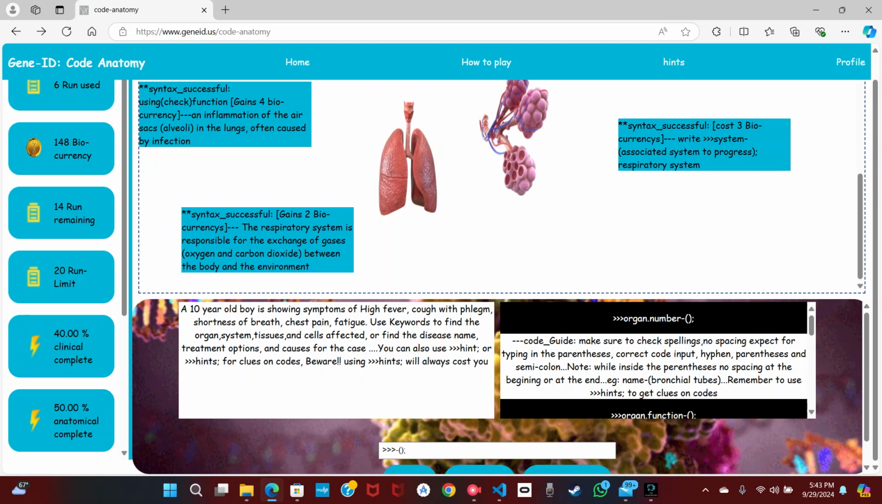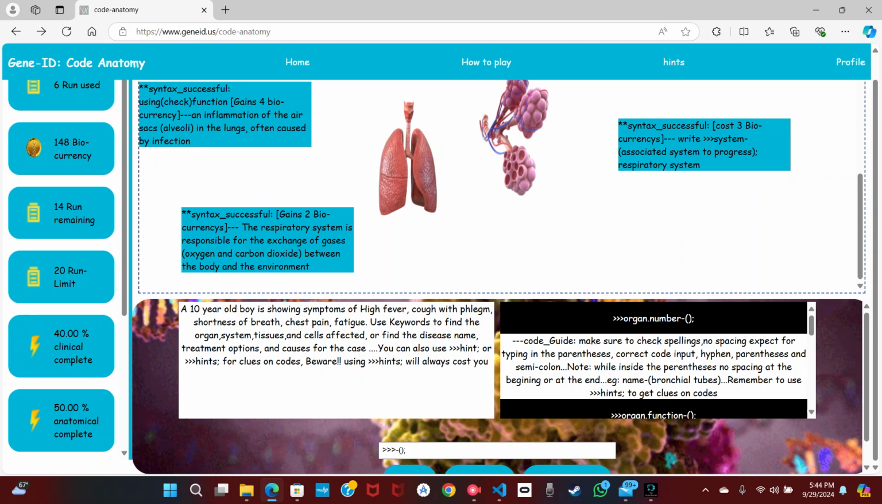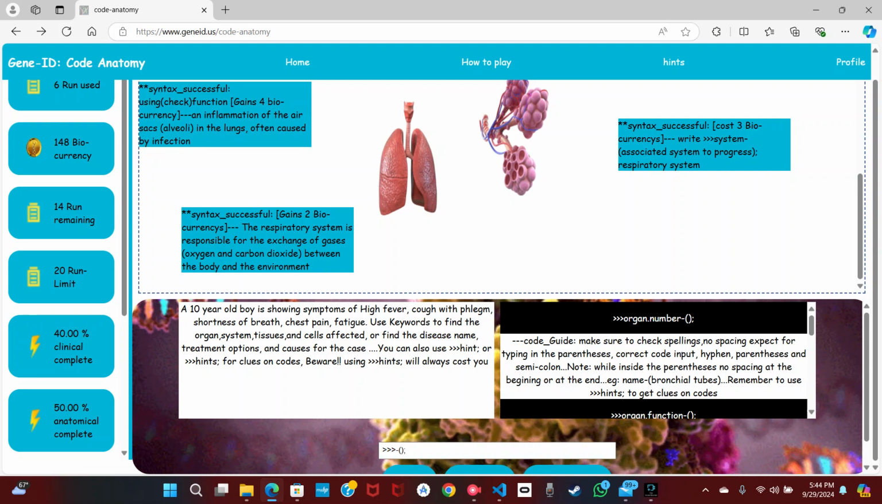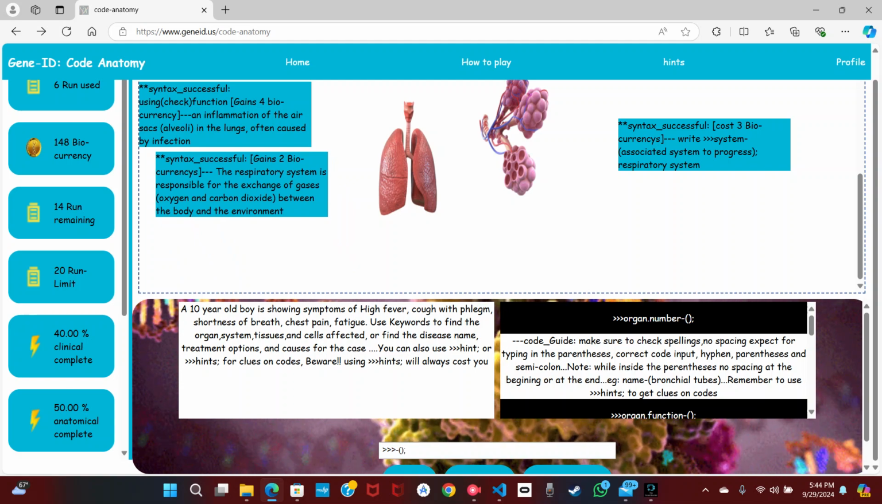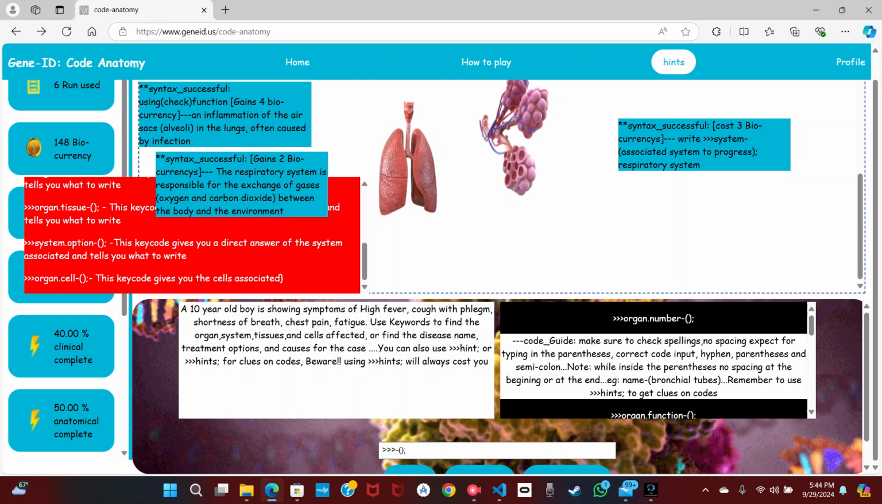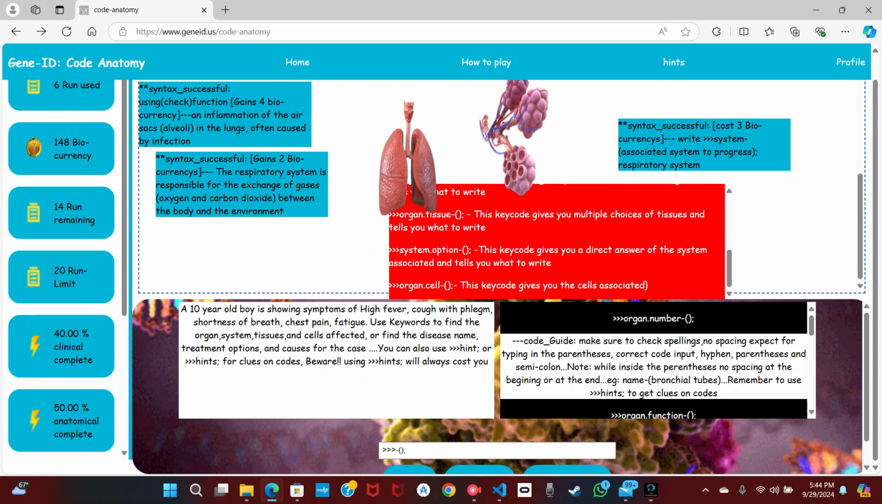The respiratory system is for, okay, it's telling us what the respiratory system is for, and we are 50% correct. So again, we are learning. And now that we are already done with system, what else can I find? Tissues. So let's look at the hint once more and see what we can do with tissues.